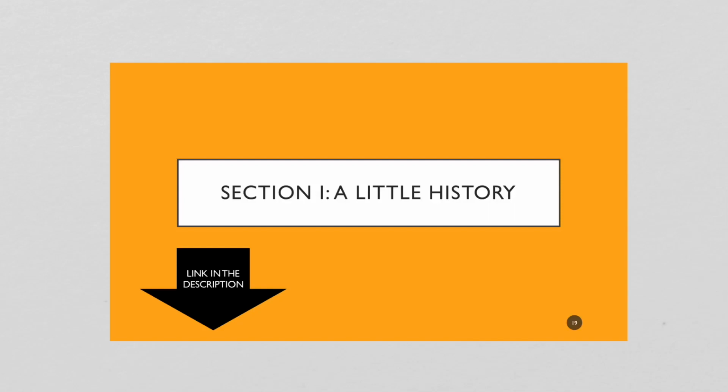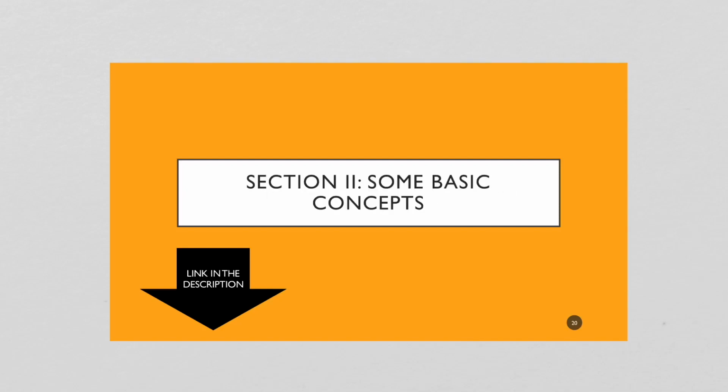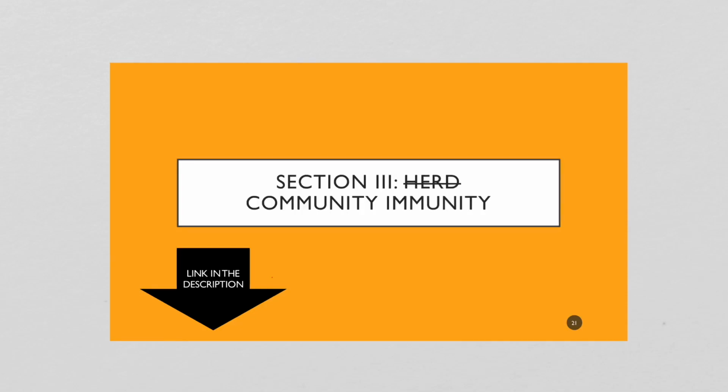Over the last 3 sections we talked first about a little history, and you can see the link to all the sections in the description below. Then we talked about some basic concepts, things like virology, microbiology, immunology, and even some chemistry. So go check out that section if you want to learn some basic concepts. In section number 3 we talked about community immunity, formerly known as herd immunity, or still known as herd immunity in some circles. But we talked about community immunity and how having a high level of vaccination in a given population can reduce the chances of outbreaks within that population.